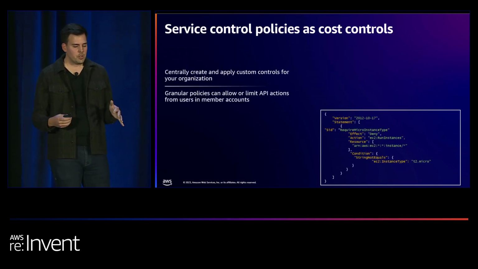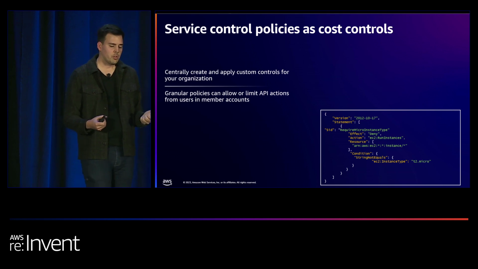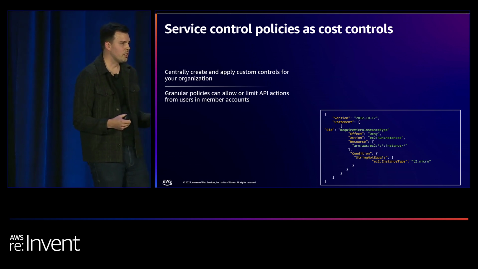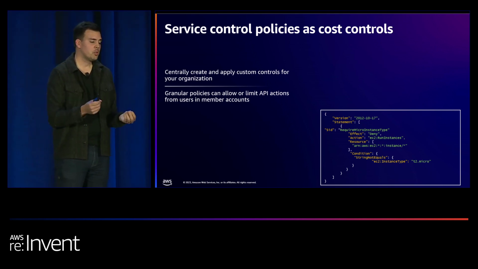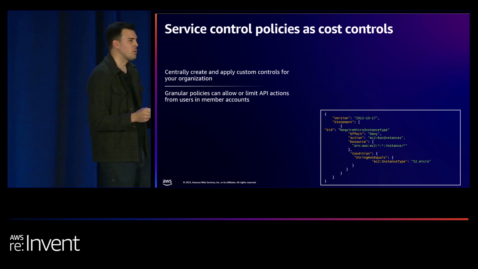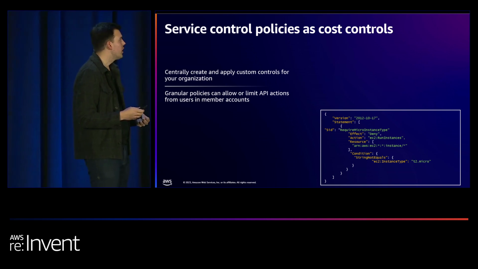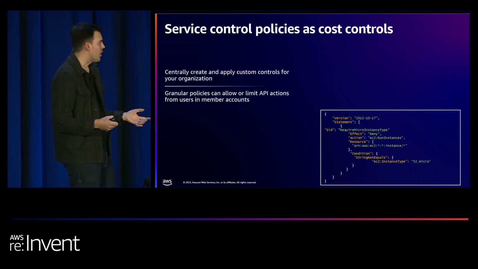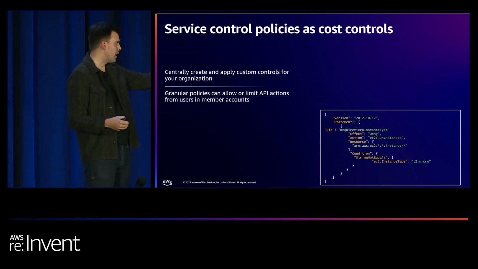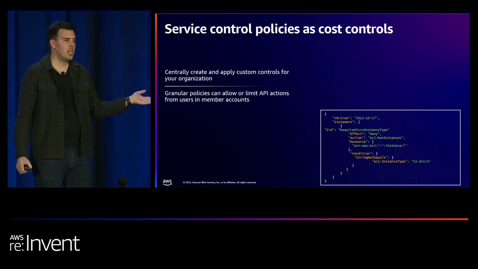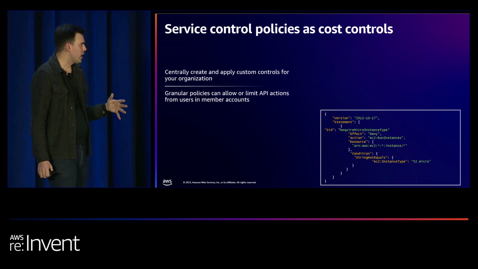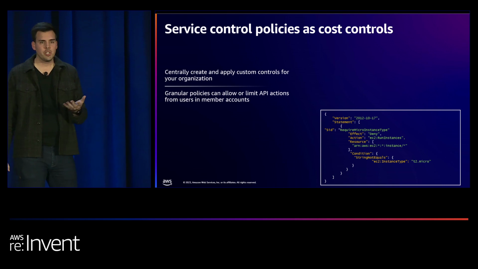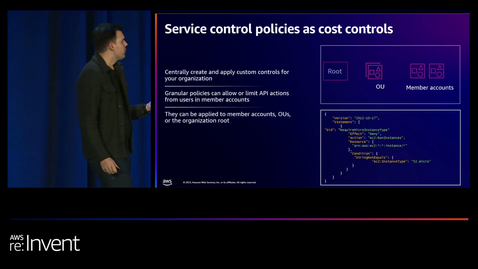Now let's introduce how service control policies can be used as a cost control. If you're not familiar with service control policies, at its core, you can control granular actions that take place within accounts across your organization. They can specifically limit API actions within an account. So this is an SCP example right here. It's a very basic example that says any developer who's working in an account where this SCP is applied can only create a micro instance.